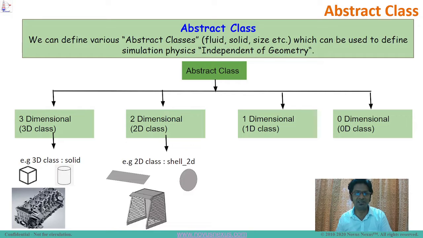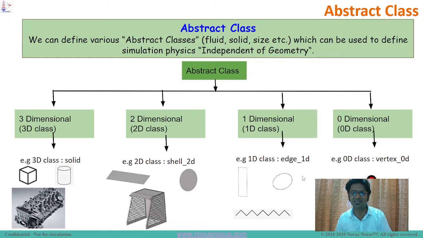Similarly, for the two-dimensional class, if I'm saying shell underscore 2D is my class, then it can be a rectangular surface or a circular surface or the panels of your cab structure. Same applies to the 1D class as well as the 0D class. So a 1D class can be any entity having one dimension, and that can be a rectangular edge, a circular edge, or a zigzag edge. And a zero dimensional entity would always be a vertex.